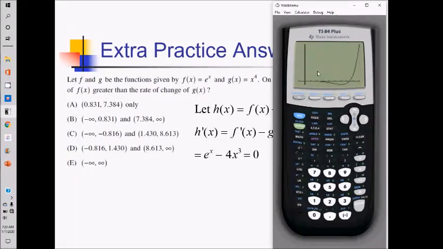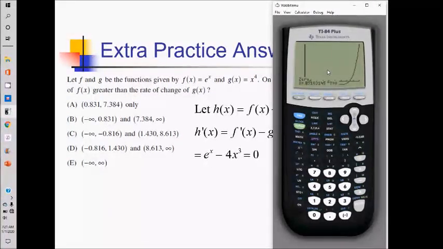Let me do second trace and find the 0 that's further to the left. Let me go as far back as -1 for my left bound. I'm just going to enter that directly. And for the right bound, let me go out to somewhere around here. There we go. That's past the x-intercept. Press enter one more time. And it looks like that's happening at about 0.8, I think that's 0.831. That would match this right here.